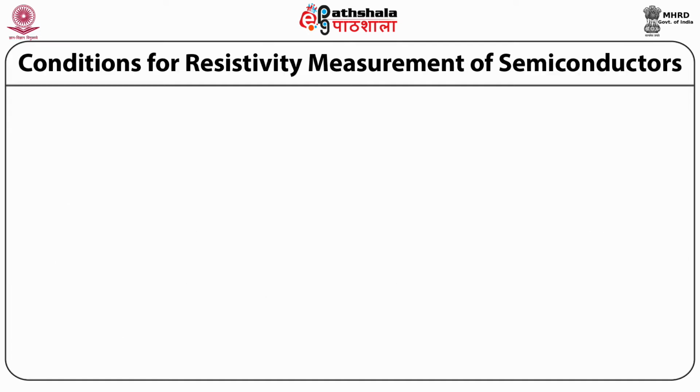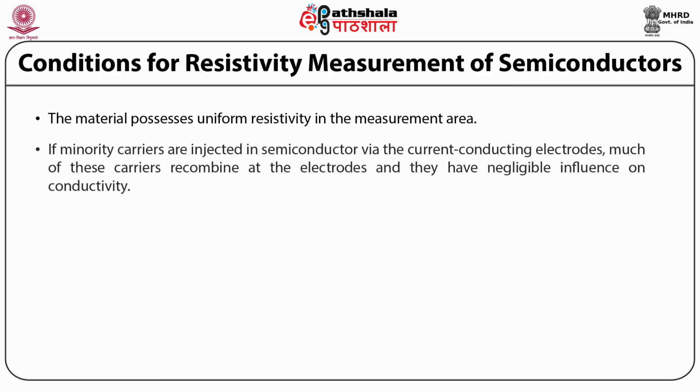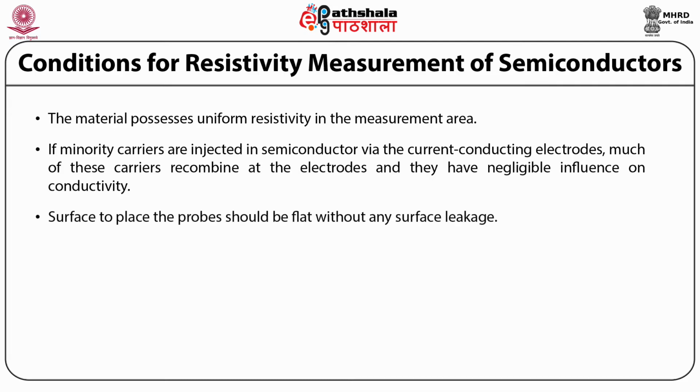And the following conditions are required to be satisfied for the resistivity measurement of a cylinder. First, the material possesses uniform resistivity in the measurement area. Second, minority carriers are injected from R1 and collected at R2 by placing the current conducting electrodes. Much of these carriers recombine at the electrodes. The current density is I12 divided by 2 pi, times the modulus of the vector r minus vector r1 cubed.